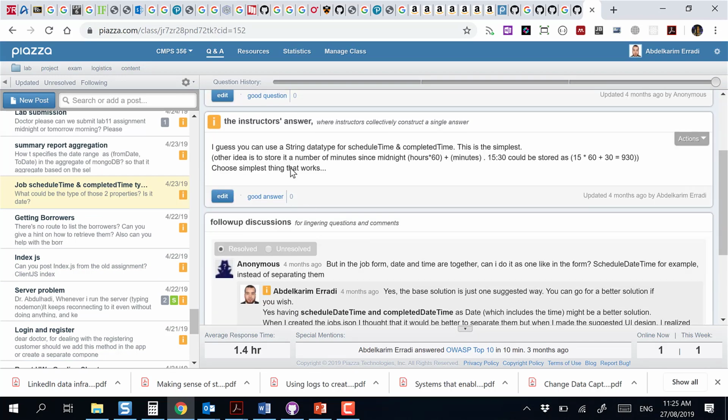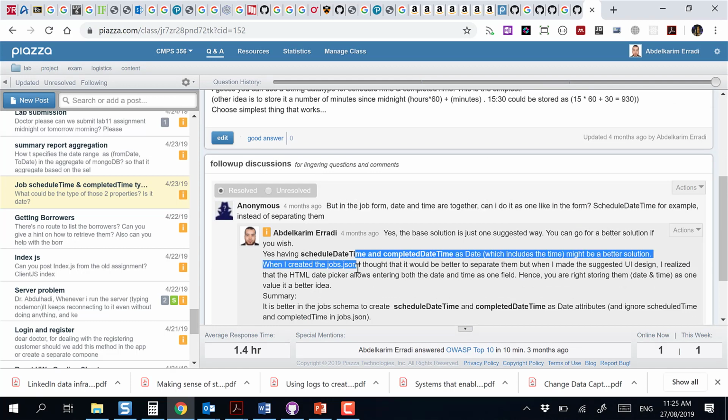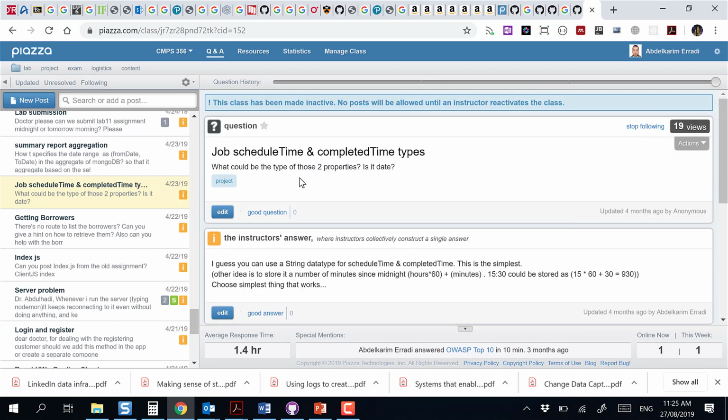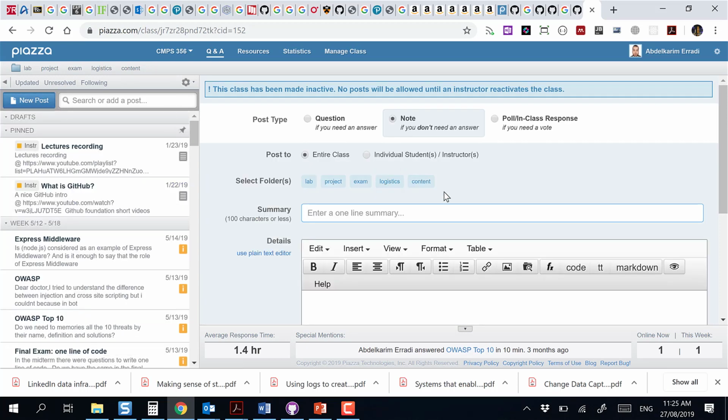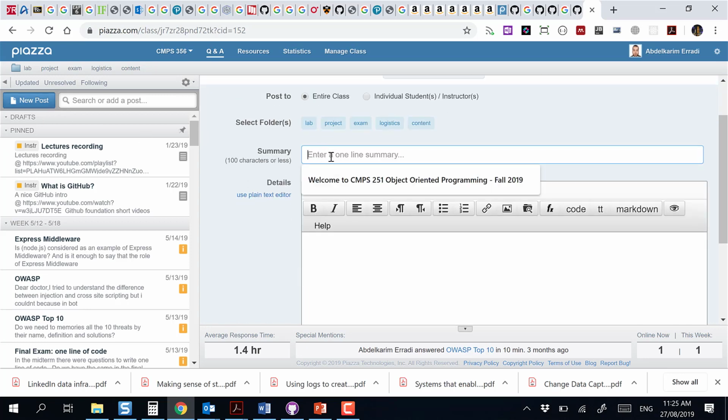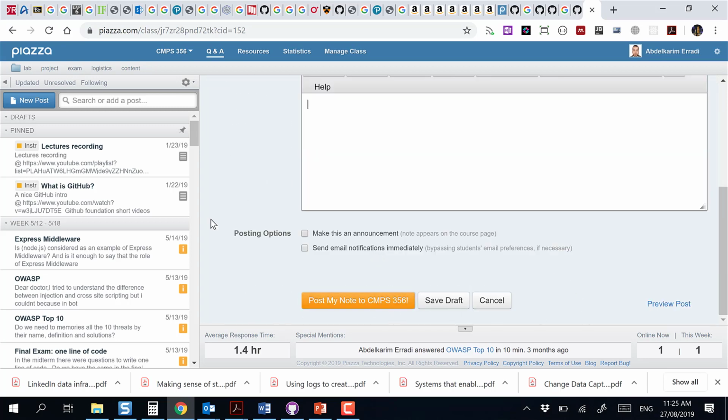The good thing is I answer, you might have a follow-up question, I can answer and somebody else can answer also. The other thing I want to show you: when you post a question, you can post it anonymously. You don't need to reveal who you are if you don't want to. That's another good thing about this. It's very simple. You put a new post, add a summary, put your question here, post it, and it shows up here. I will answer it, and everybody will see the answer. Somebody can follow up.